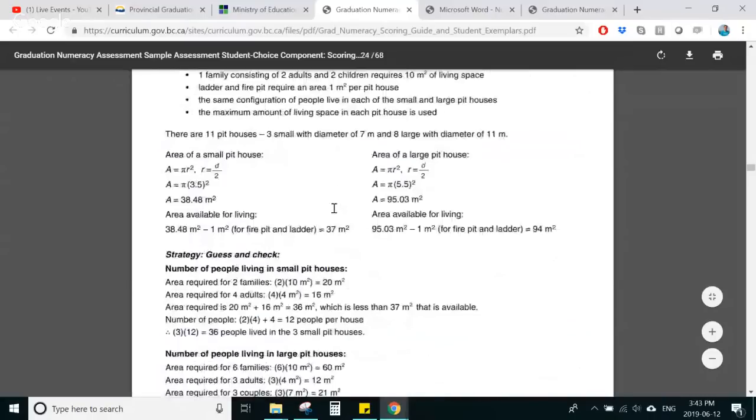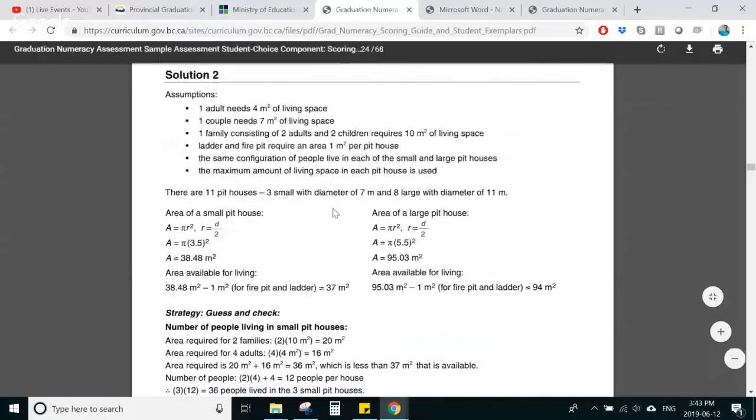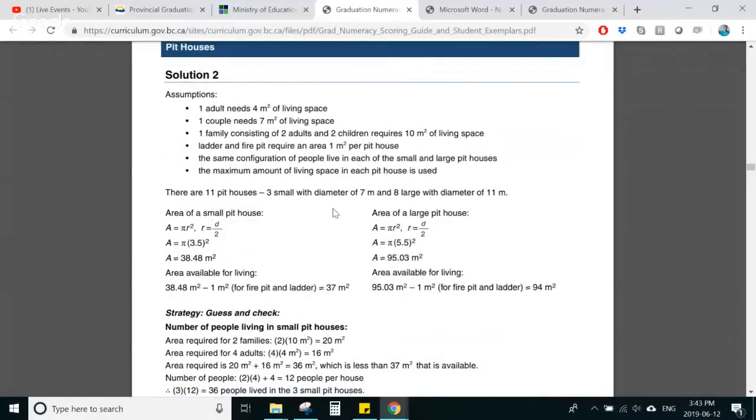What if you got stuck somewhere in here and you're like, I don't know how to figure out the area of a pit house? Well, if you got stuck, you could come back to this question. Even though you've made your choice for this question, you can't choose the other question. You can come back to it.